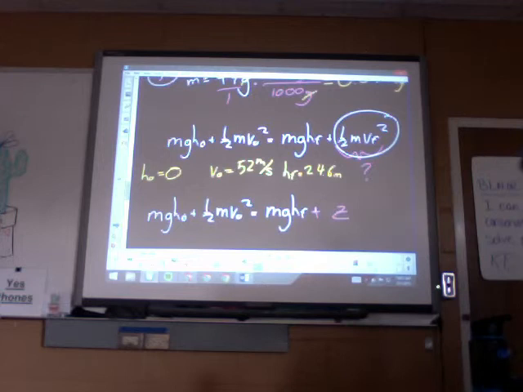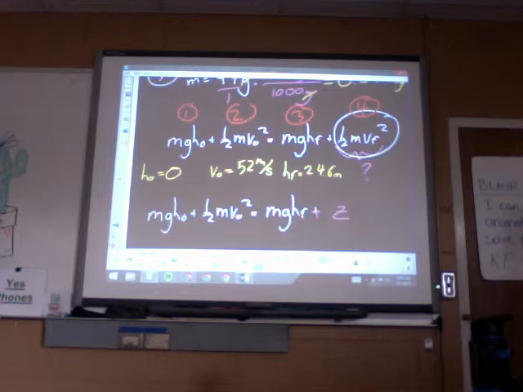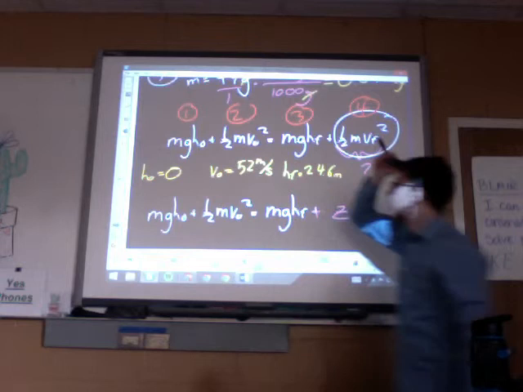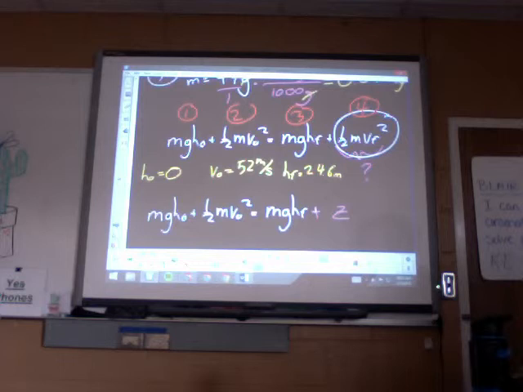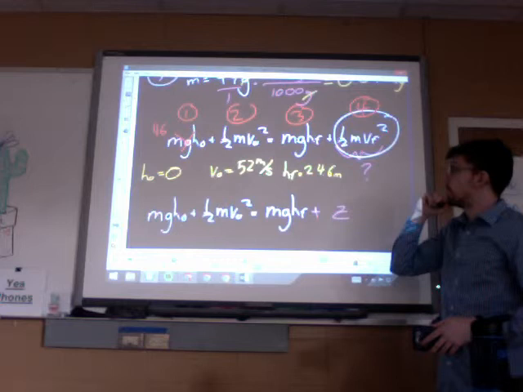If I asked you for initial, let me label these. 1, 2, 3, and 4. If I asked you for initial kinetic energy, which of those would you replace with Z? 2. This is initial kinetic energy. So you'd be calculating that. What about this? If I say initial potential energy is 46 joules, what are you going to replace with 46? One. This whole thing would be 46. And you can't cancel out your M's. That's about it. Then we do the maths.